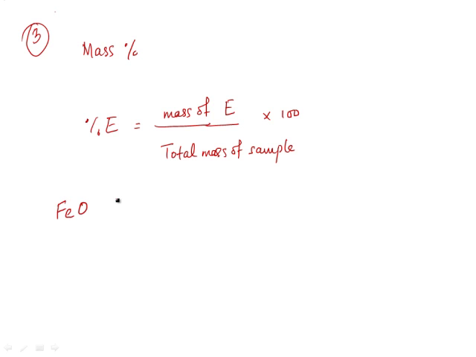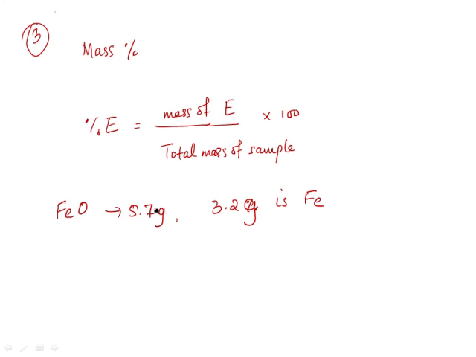Iron oxide. You have 5.7 grams of iron oxide and 3.2 grams is iron. What is the mass percent of both iron and oxygen? That's my question. What do you do?